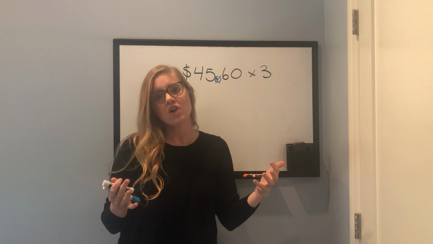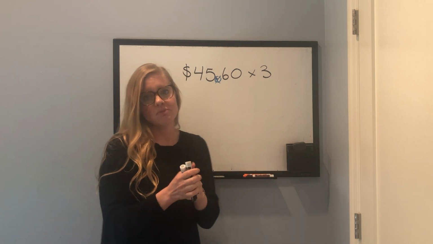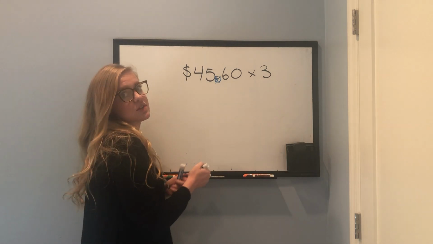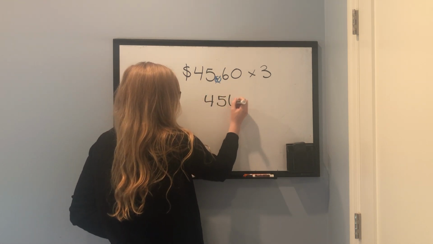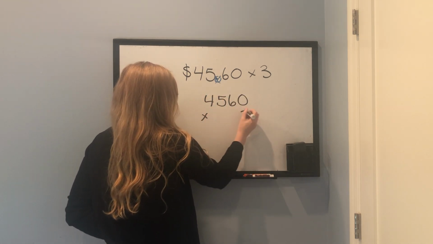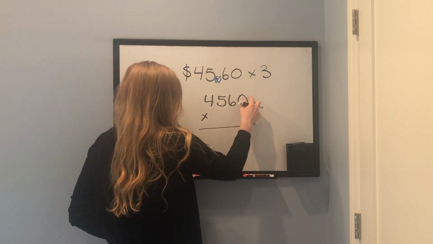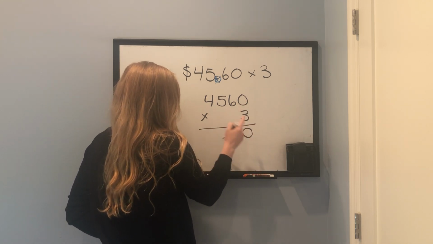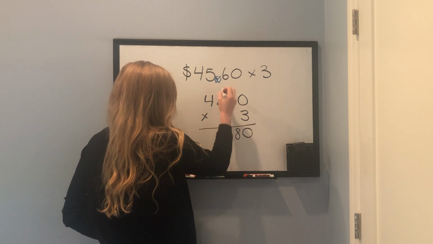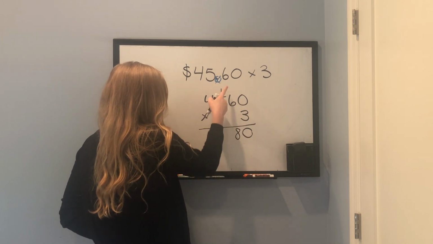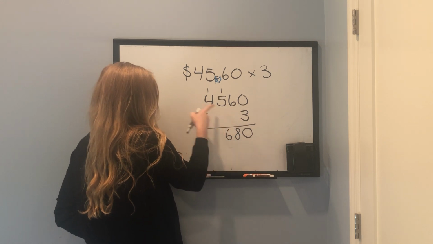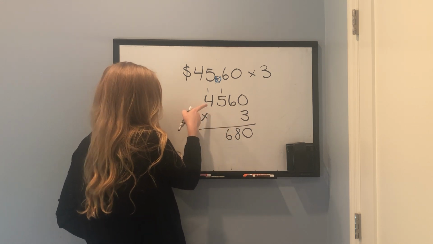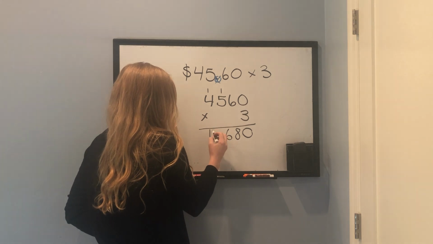Okay, so this is kind of a long multiplication problem for us. It's 4 digit by 1 digit. So let's try it together. 4,560 times 3. 3 times 0 is 0. 3 times 6 is 18. 3 times 5 is 15 plus 1 is 16. 3 times 4, or 3 times 4,000, is 12,000 plus 1, 13,000.